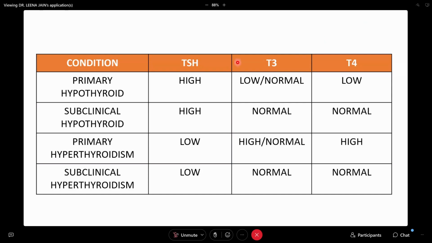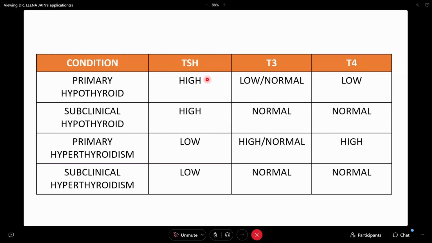So for better understanding, we will see primary hypothyroidism. It is called primary hypothyroidism when the TSH level is high. So that is basic primary hypothyroidism. In those cases, what about the T3 and T4? Both will be low, but T3 could be either low or normal. So primary hypothyroidism is: TSH will definitely be high, T3 will be low, and T4 will be low.